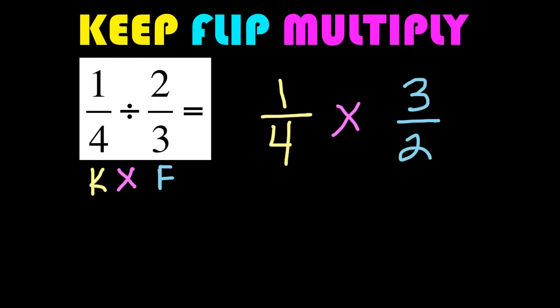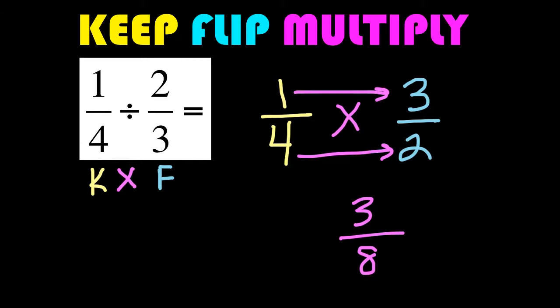Keep, flip, multiply. And now the multiplication of fractions applies here. We're going to multiply our numerators, and it gives us 3. Let's multiply our denominators together, and we get 8. So our final answer with the keep, flip, multiply strategy for dividing fractions, 1/4 divided by 2/3, equals 3/8.